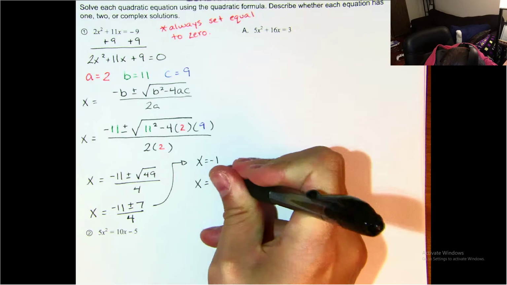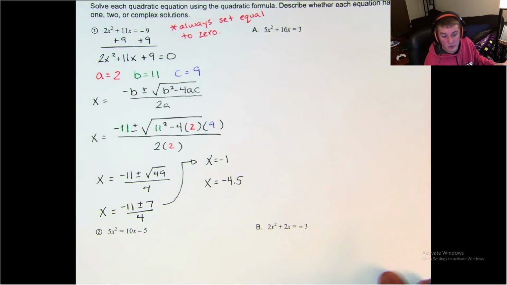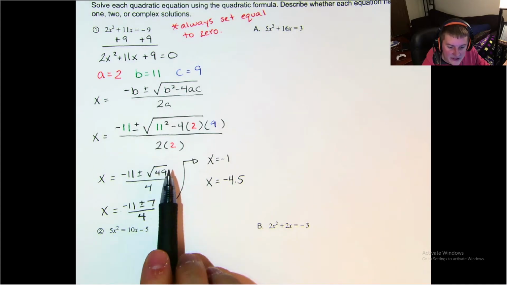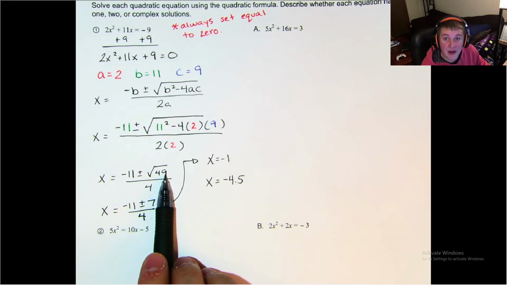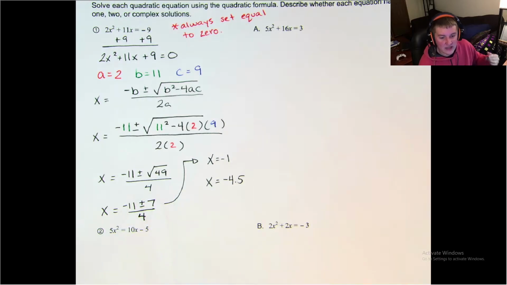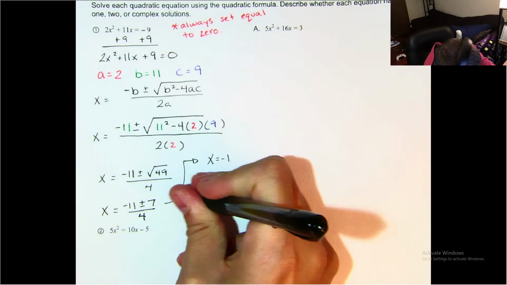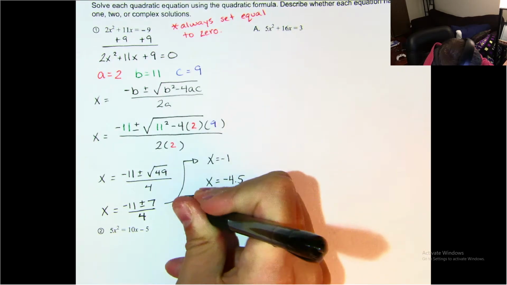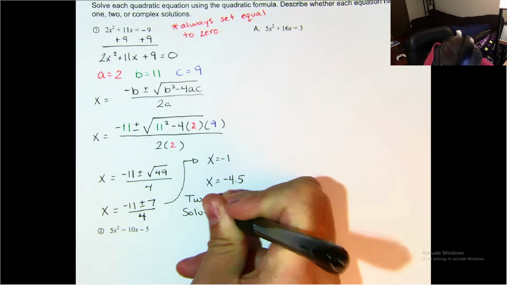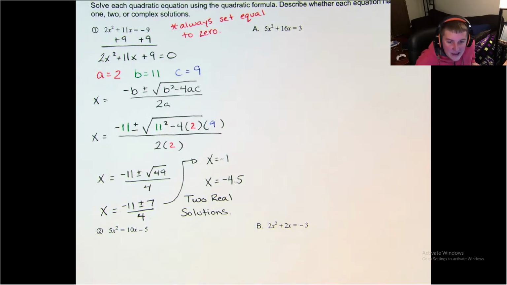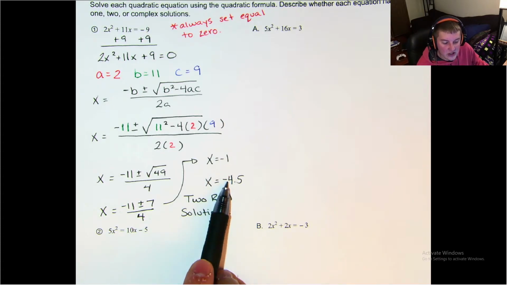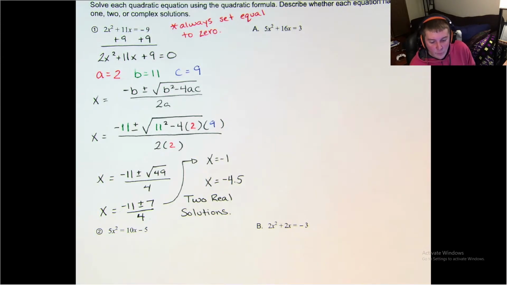Okay. First off, these are real solutions. I mean, we can see visually, but I knew they were going to be real solutions because my discriminant was a positive 49. That really handed off to me that I'm going to have two real solutions. Okay, and so what does that mean? That means my graph is going to cross the x-axis at negative 1. It's also going to cross the x-axis at negative 4.5.